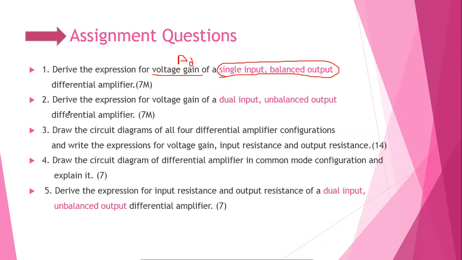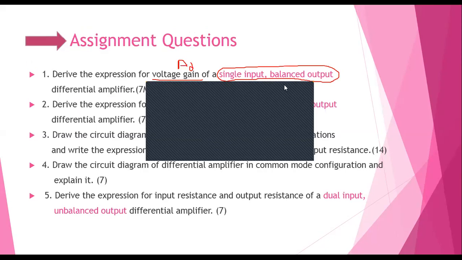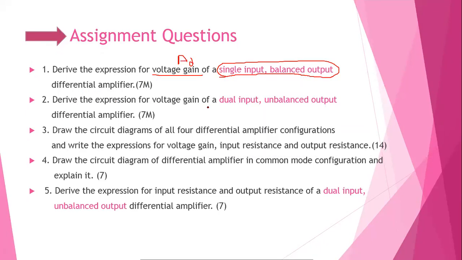Similarly, you have another question. Derive the expression for voltage gain of a dual input unbalanced output differential amplifier. Here also it is asked for the same differential gain, that is voltage gain, but the configuration is changed: dual input, unbalanced output. Irrespective of input, we have to take it as unbalanced. So here we have to divide the output that we have taken for the balanced output by 2.